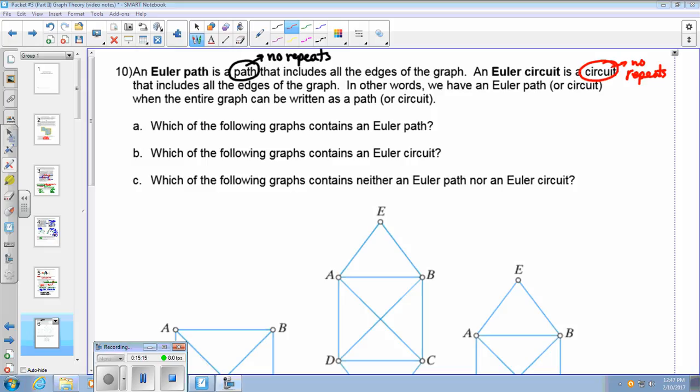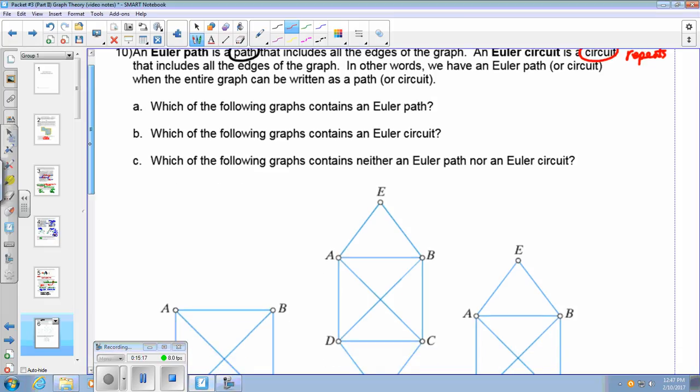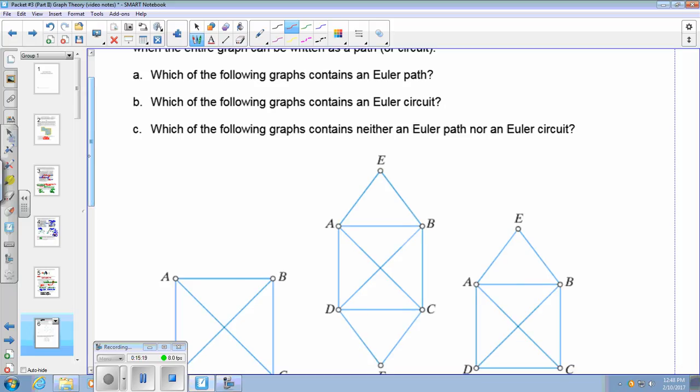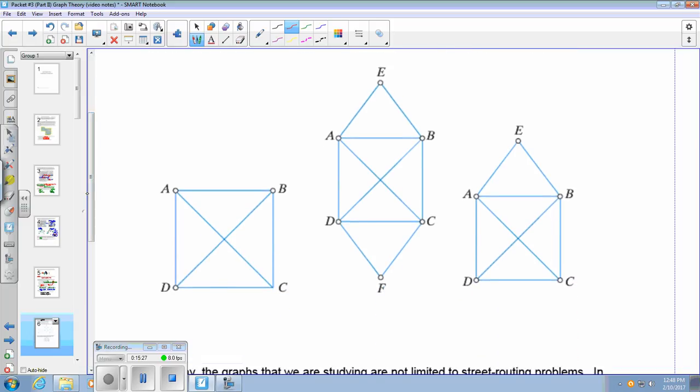So parts A, B, and C go with the three graphs below. So which of the following graphs contains an Euler path, which one contains an Euler circuit, and which one contains neither? So again, press pause, try this out, see if you can identify which is which. And then when you're ready, press play. Okay, and note that there should be a vertex there for C. A dot appears to be missing.